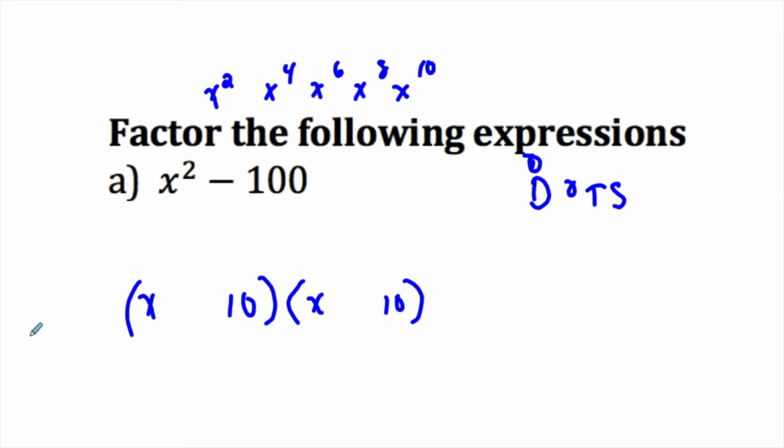Remember, they have to match. These numbers have to match. So x and x, they have to match. 10 and 10, they have to match. You can get 100 from 5 times 20, 4 times 25, whatever, but they have to match. So 10 times 10. One's a plus, one's a minus. That is it. That is all we're doing right there. What you see right there, that's it.